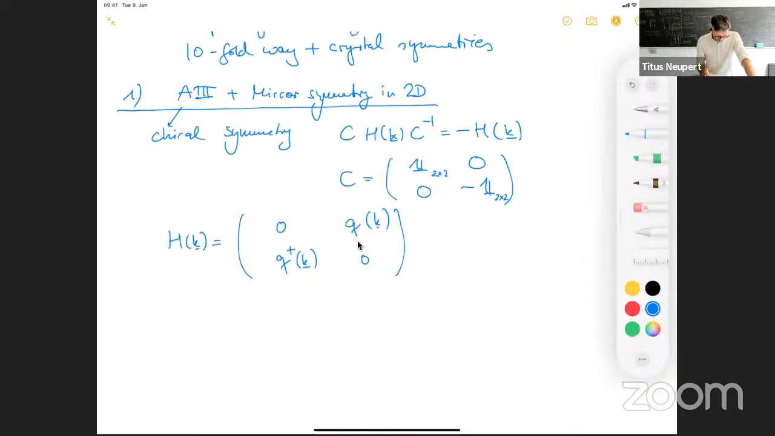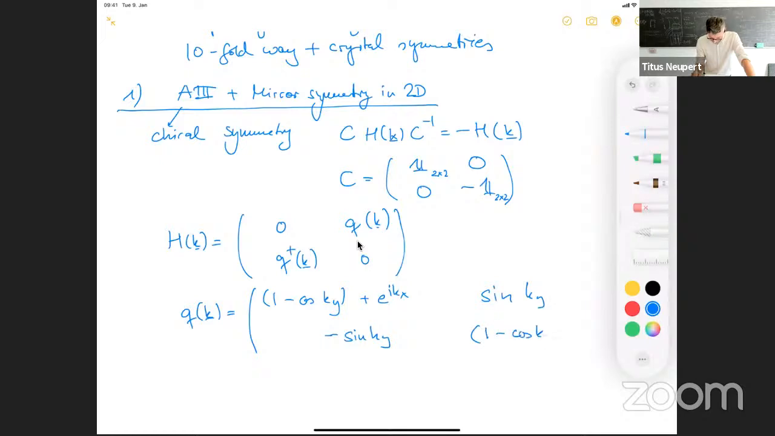The specific model that I want to introduce is the following, and I'm just going to introduce it in k space. It's straightforward to go back to real space if you are interested in that, but it's easier to interpret in k space. Sine ky, minus sine ky. And it will shortly become clear why I choose this to be minus i kx.